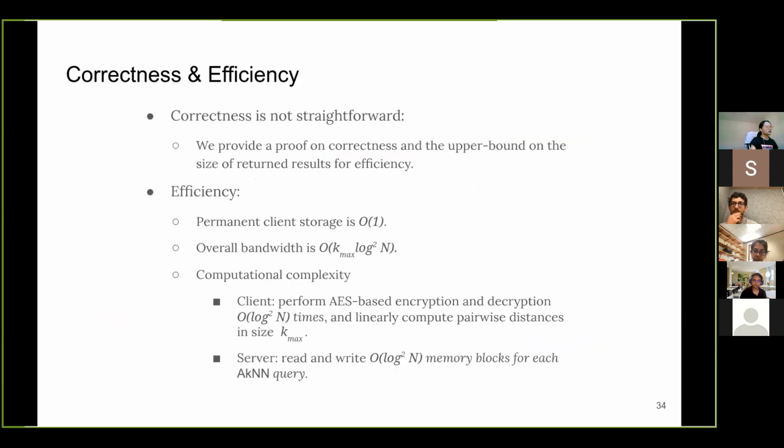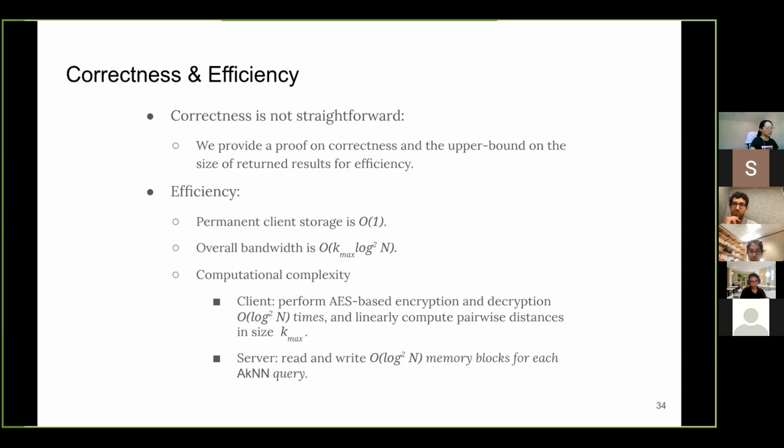And correctness is not straightforward, and we provide a proof on correctness and upper bound on the size of returned results for efficiency. As for the efficiency, the permanent client storage is big O of 1 because we only store the root nodes and the secret key. And the overall bandwidth is big O of K-max times the log square n.